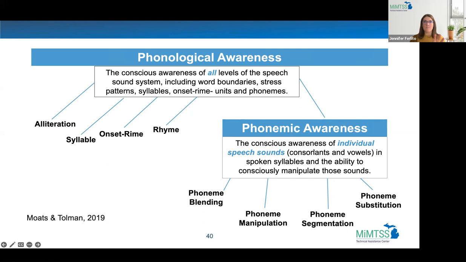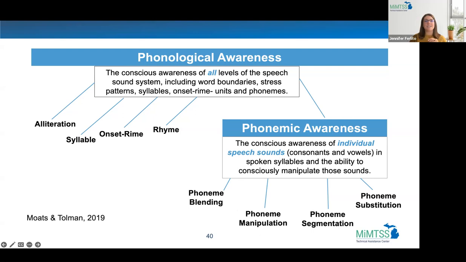So these larger units of sound play are really good in preschool and early kindergarten to get kids' ears tuned in to hearing language. They're really supporting that phonological sensitivity, listening to language. It's great. Once we get to mid kindergarten, we have to be working at that individual phoneme level, to prepare kids to read and spell. So the examples I'm going to give are going to be at the phoneme level. So they are phonemic awareness activities.